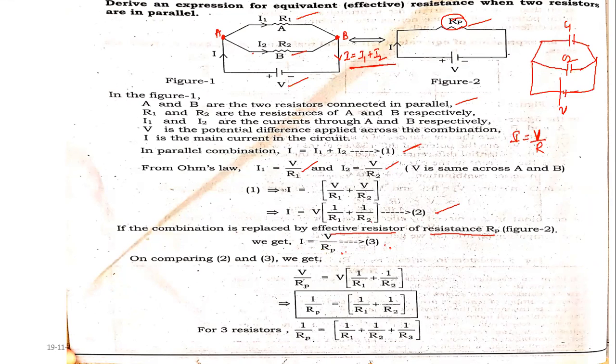Compare equation 2 and equation 3. On the left side I is common, so we equate the right sides. Then V divided by Rp is equal to V into 1 divided by R1 plus 1 divided by R2. V is common on both sides, so cancelling V, I am getting 1 divided by Rp is equal to 1 divided by R1 plus 1 divided by R2. This is the expression for effective resistance when the two resistors are connected in parallel.